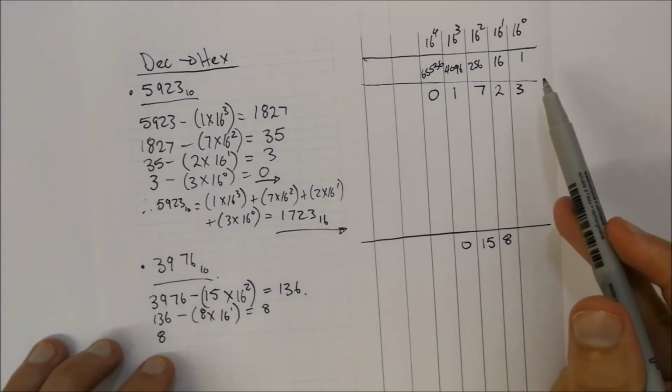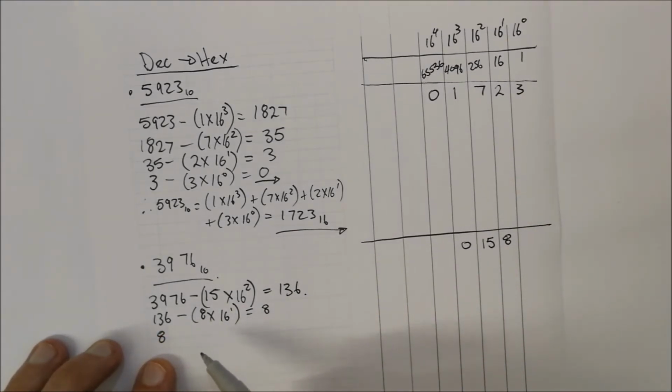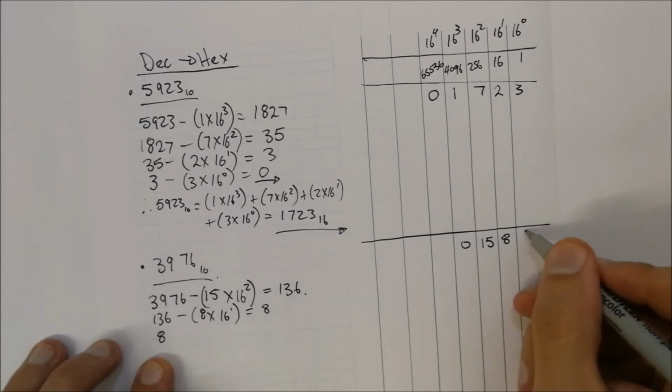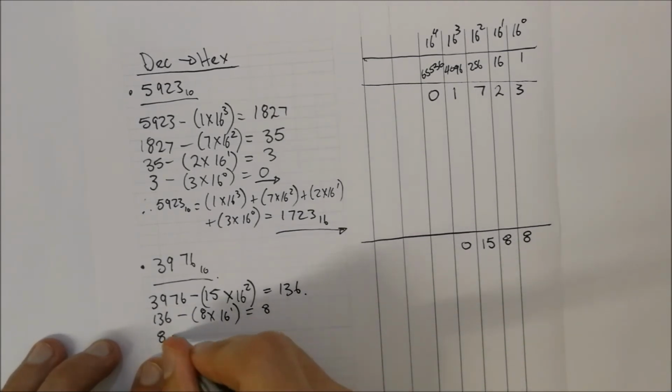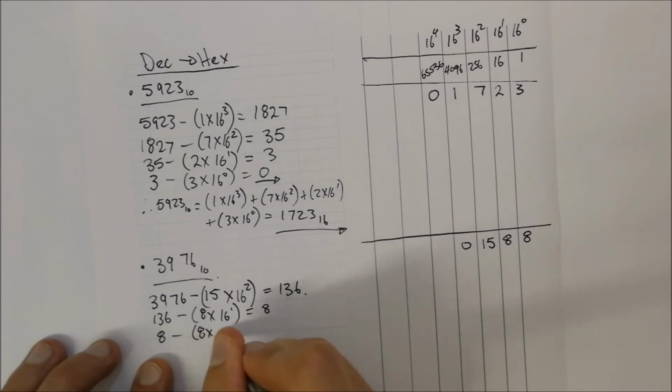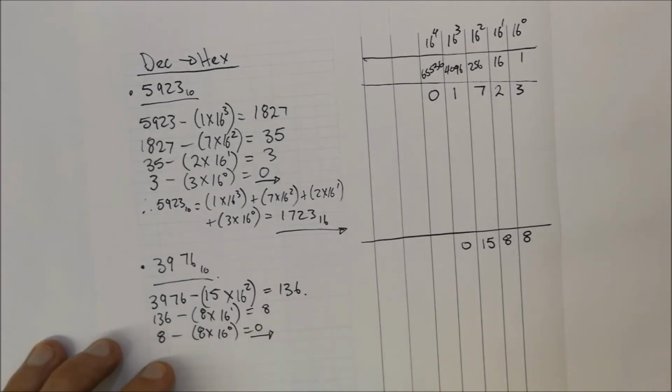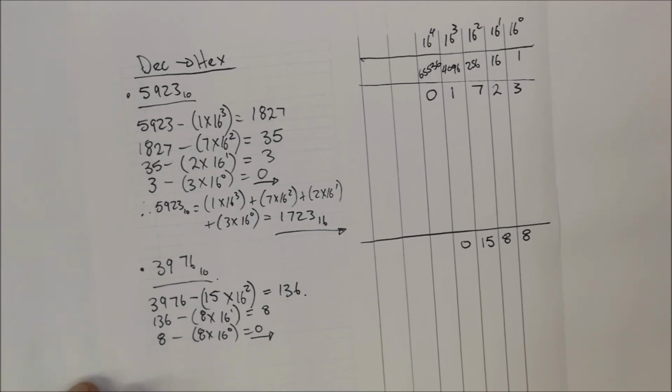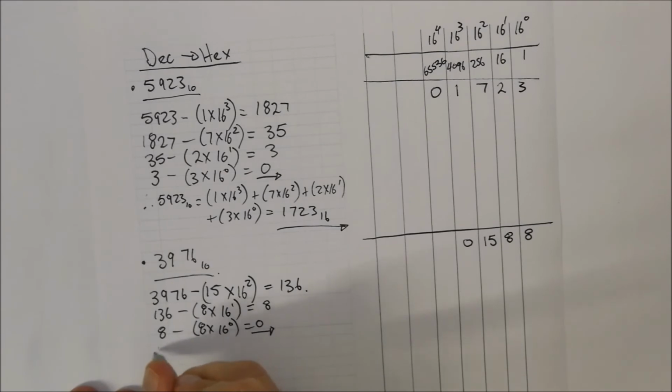Does 1, or 16 to the power of 0, go into 8? Yes, it does. How many times? It goes in 8 times. Okay, so 8 minus 8 times 16 to the power of 0 is equal to 0. So we get the final answer of 0, which means we've got a 95% chance that our answer is correct.